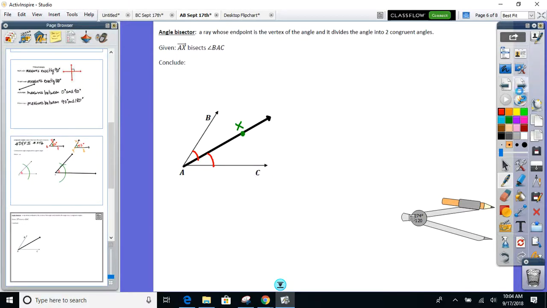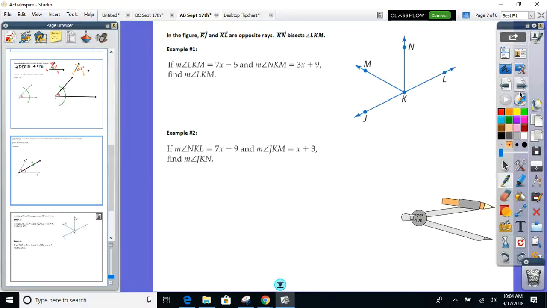All right, let's use that on an algebra problem to finish off today. All right, so take a look at example 1. This is where we'll finish today. Bless you. All right, look at the directions first. KJ and KL, opposite rays. All right, we know KL, KJ, opposite rays. Perfect.